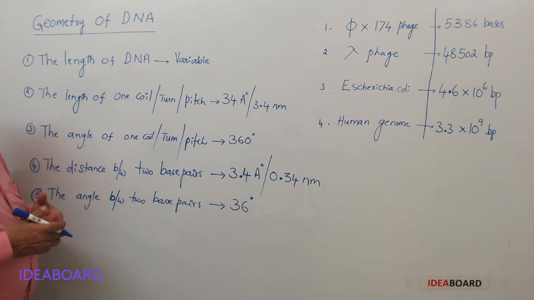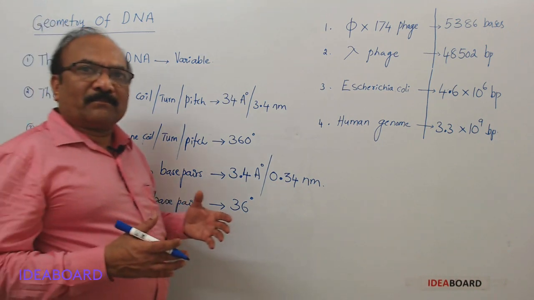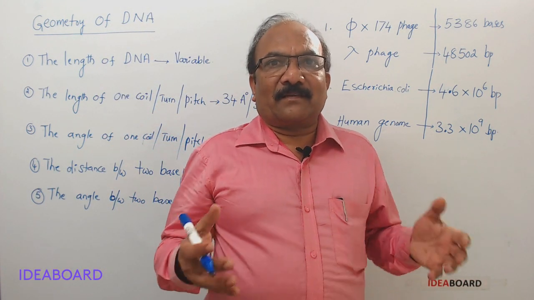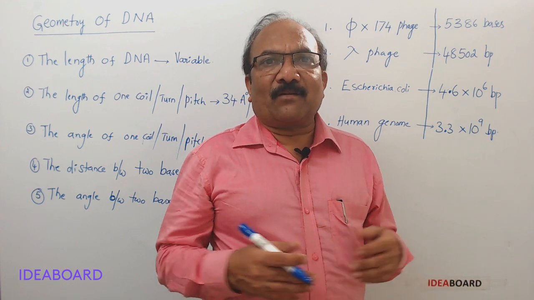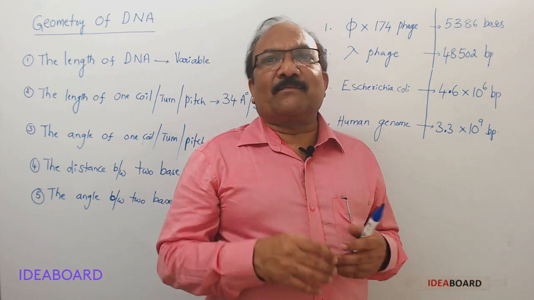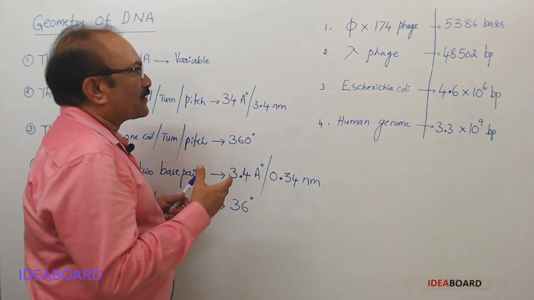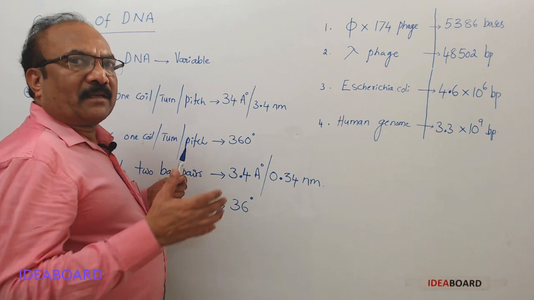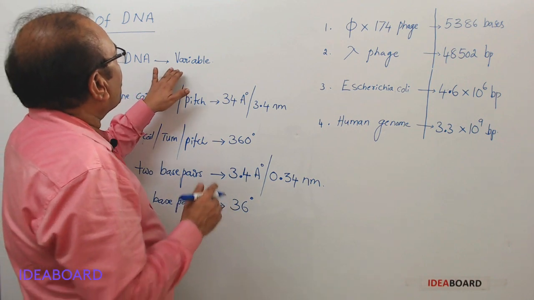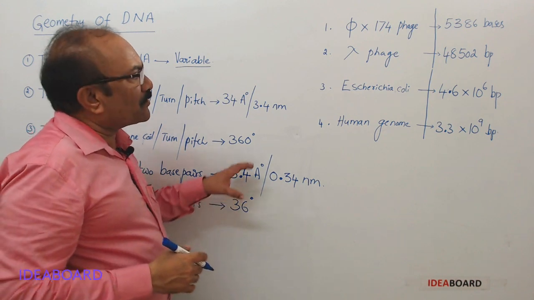Actually speaking, there is no single answer for this, because the length of DNA varies from species to species and also within the species. Means what? A species will have many chromosomes and all chromosomes will not have the same length. Like that, the DNA within that organism also will have differences. But for example sake, we have to take the entire DNA, and that's why I wrote here variable. That means it varies from species to species.